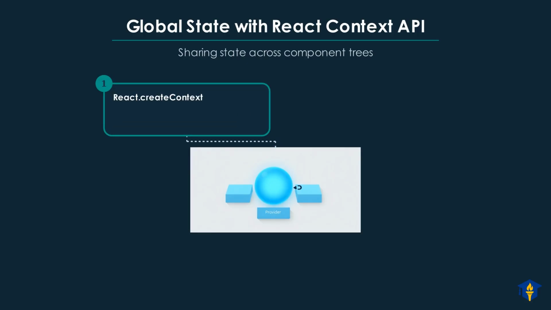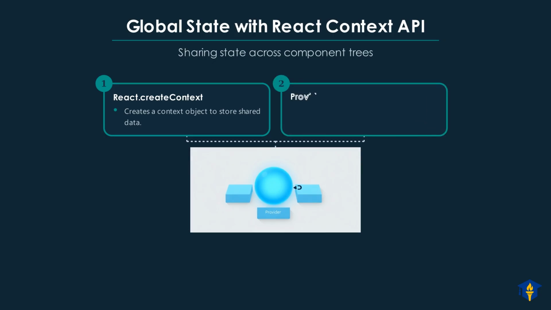React.createContext is used to create a new context object designed to hold and manage shared data. This context object allows you to avoid prop drilling by making data available to all child components. The provider component wraps your application, or a part of it, to supply shared state to its descendants. Any component nested within the provider can then access the shared data it provides.